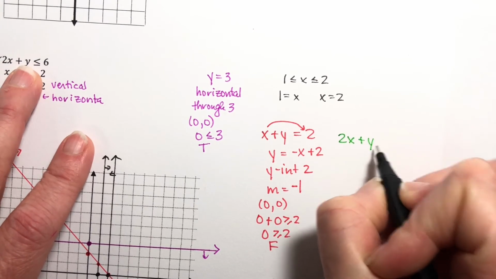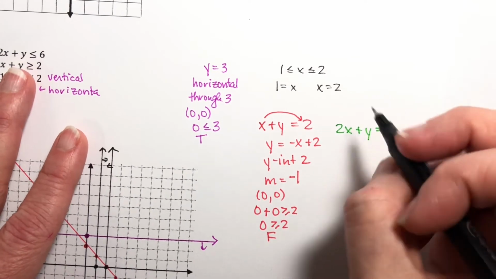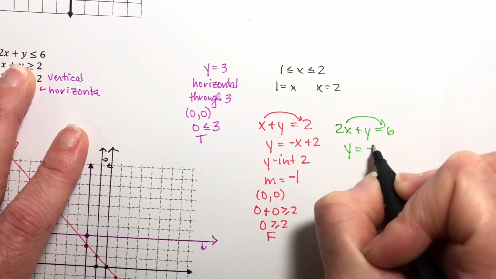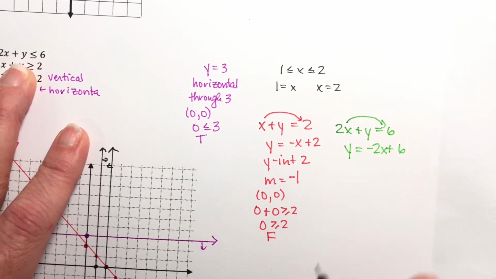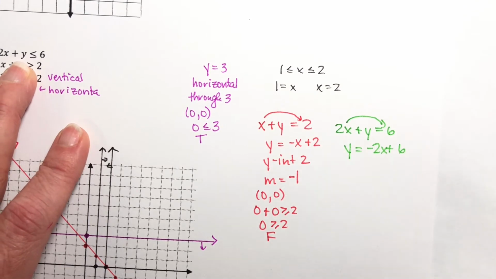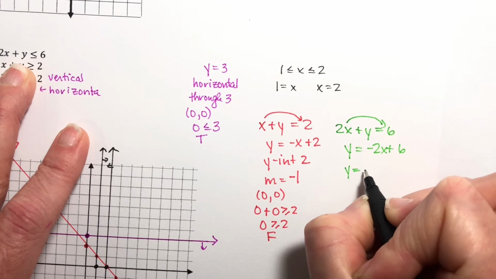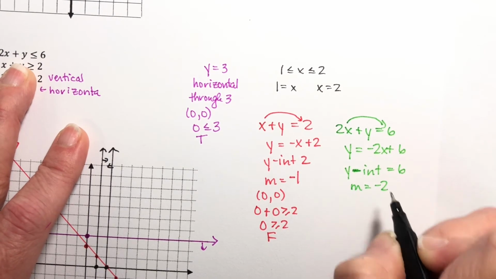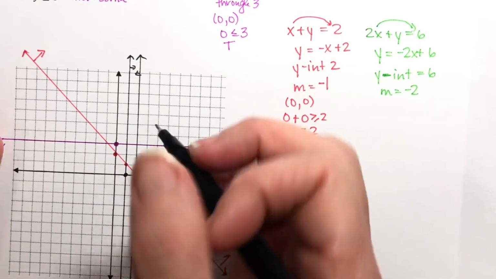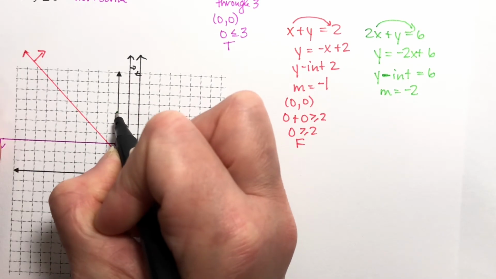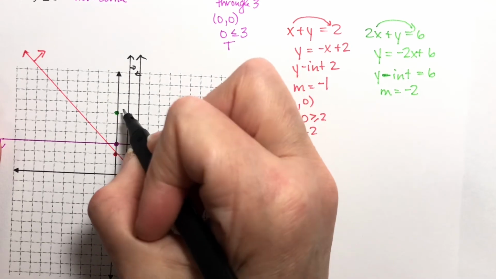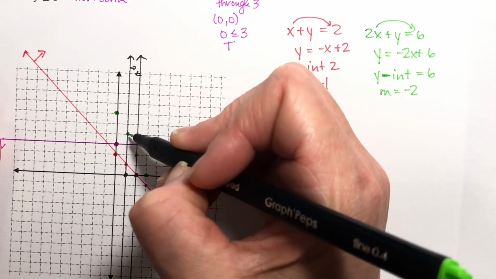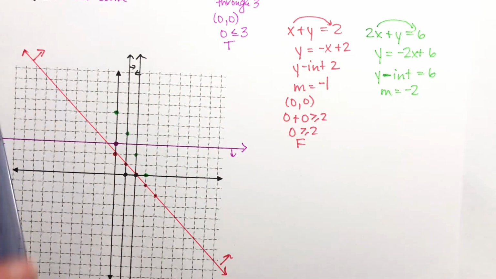So one more. I'm going to deal with 2x plus y is equal to 6. And again, this is easy to move into slope-intercept form. So subtract 2x from both sides. I get y is equal to negative 2x plus 6. Okay. So my y-intercept is 6. And my slope is negative 2. So let's graph this. Plot a point at 6: 1, 2, 3, 4, 5, 6. And then my slope is negative 2. Down 2, right 1, down 2, right 1, and so on. Let's get this graphed.